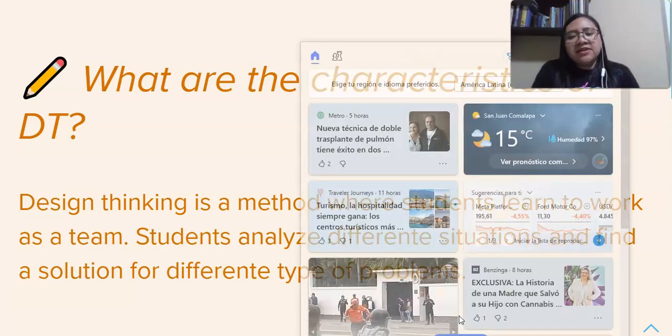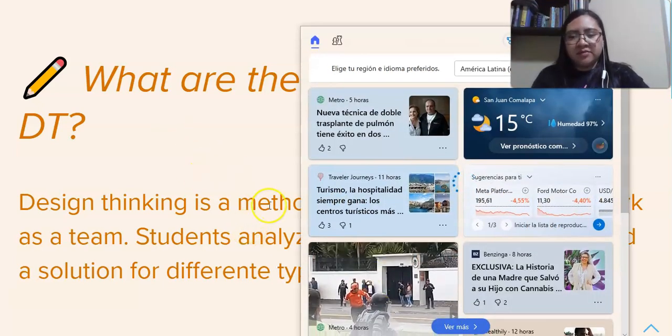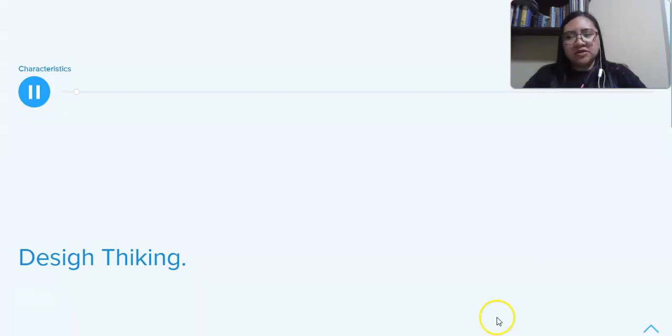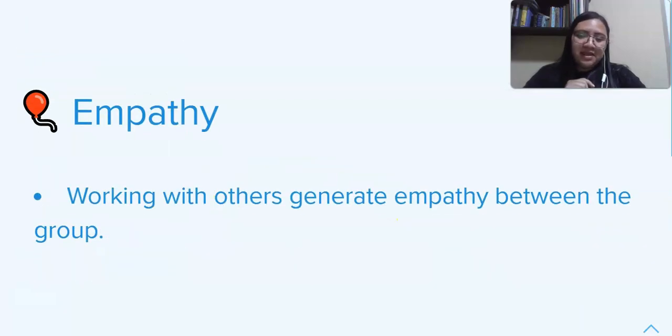So design thinking is a method where students learn to work as a team. Students analyze different situations and find a solution for different types of problems. So that's the basic, okay? The general idea of this method. So this is collaborative work as well, and you can apply it in your classroom. Here you are going to find an audio in which you're going to learn about design thinking.